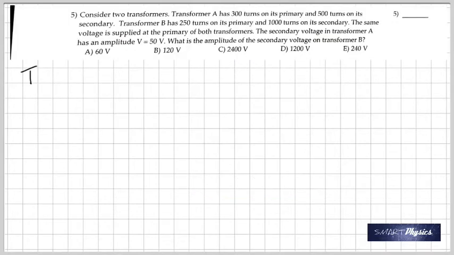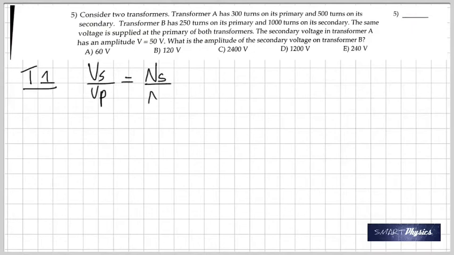And in number 5, there are 2 transformers. A has 300 turns on its primary, 500 on its secondary. Transformer B has 250 on its primary and 1000 on its secondary. Same voltage is applied at the primary of both transformers. The secondary voltage in transformer A has an amplitude of 50 volt. What is the amplitude of secondary voltage on transformer B?